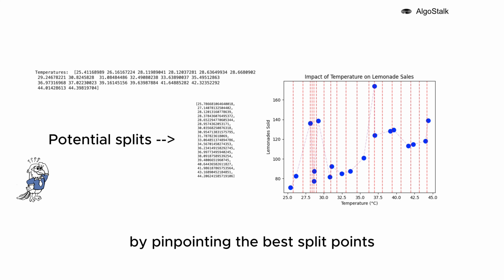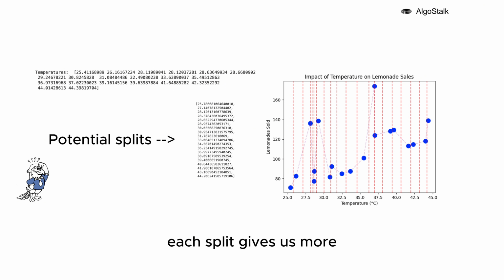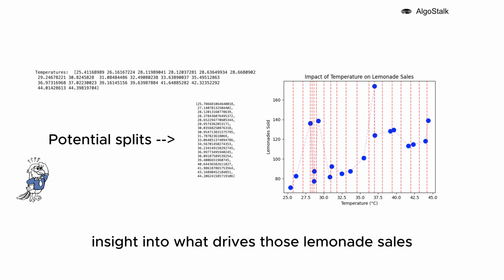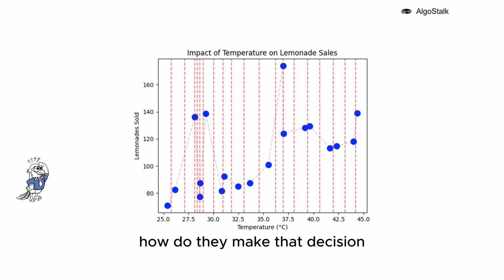By pinpointing the best split points, we can unravel how temperature alone guides our predictions, whether it's a cool day or a blazing hot one. Each split gives us more insight into what drives those lemonade sales. Now, our detective needs to decide the best split point. How do they make that decision?